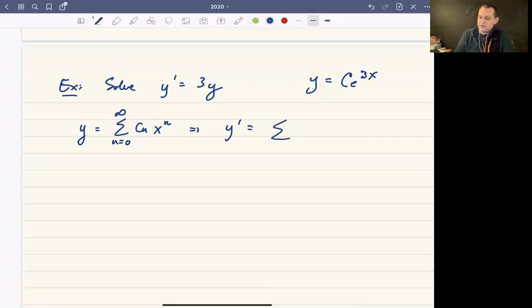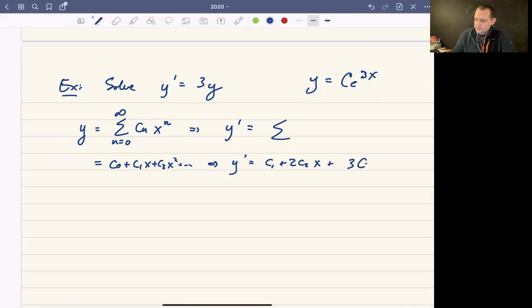And when we differentiate, this is, of course, c0. So the original function is c0 plus c1x plus c2x squared, and so on. So when we differentiate, we end up with c1 plus 2c2x plus 3c3x squared, and so on. In general, you end up with n c sub n x to the n minus 1, starting at 1. The sum could start at 0 if you want, because the 0th term is just 0: you have an n there, so when n is 0, that's just 0.